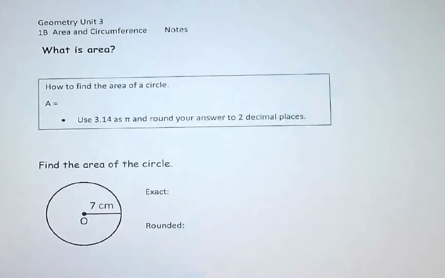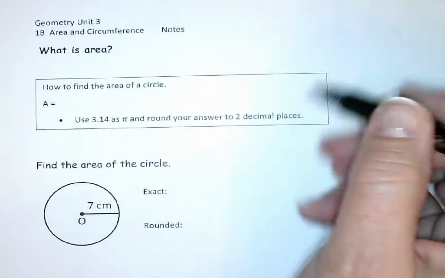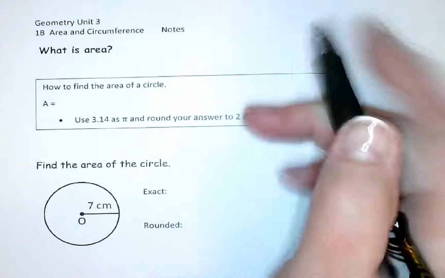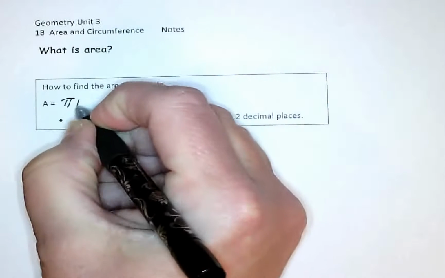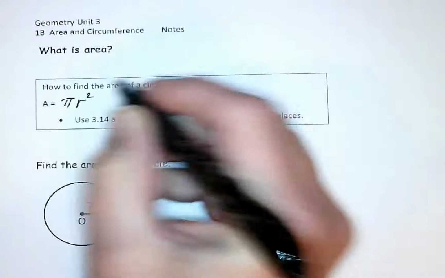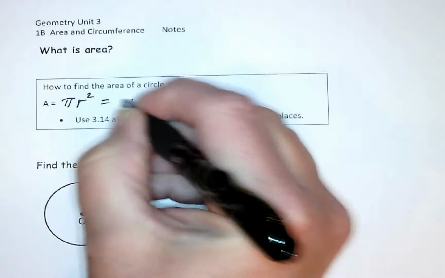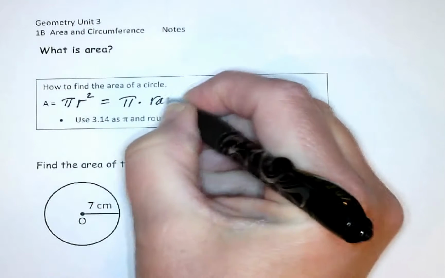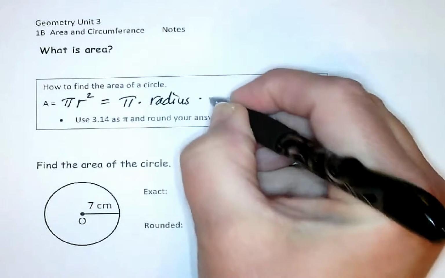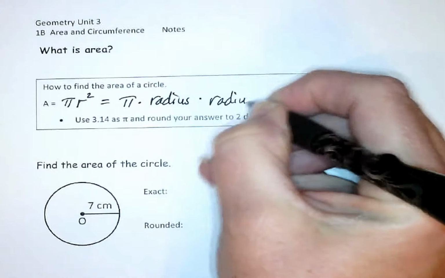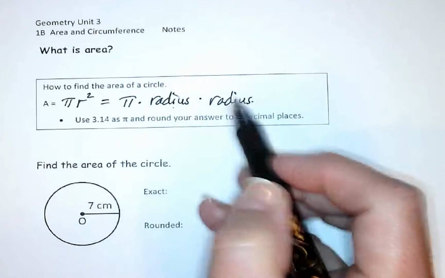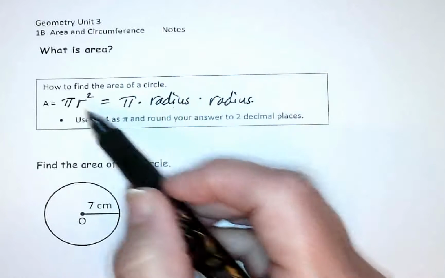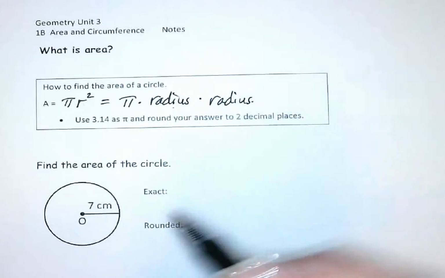What is area? Area is covering a space of a flat surface. So how do we find area of a circle? I'm sure you've heard of this one before. Pi r squared, okay, which basically means I'm going to take pi times radius times the radius. Normally we're going to do the exponent part first, so we're going to take the radius times the radius. We're going to square the radius.